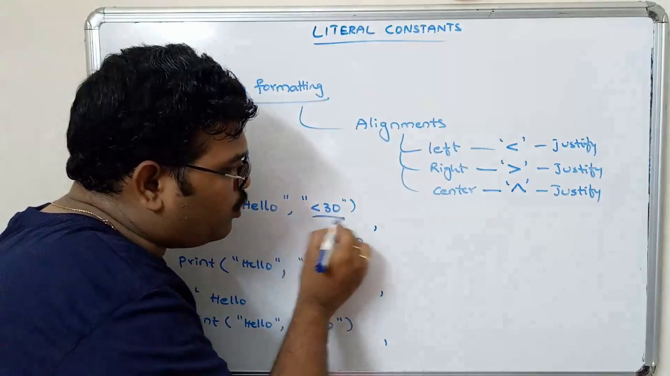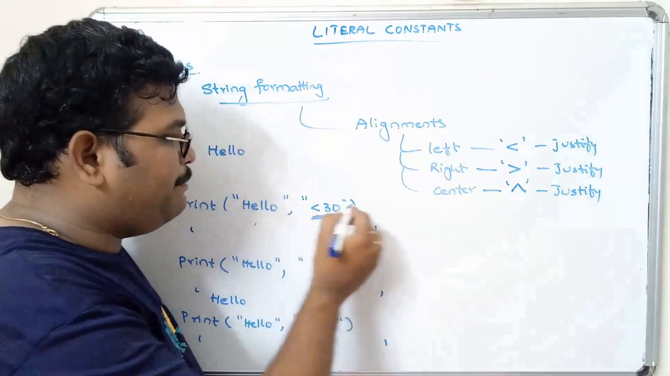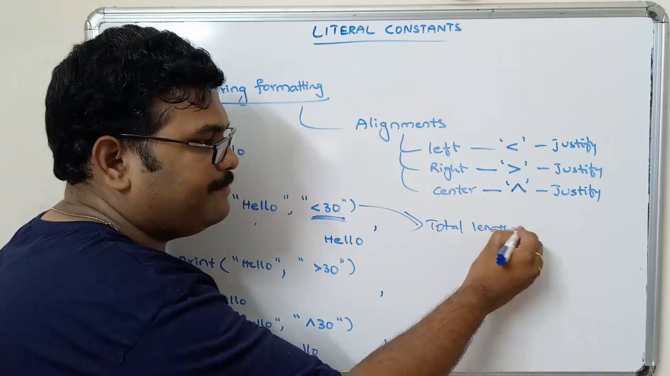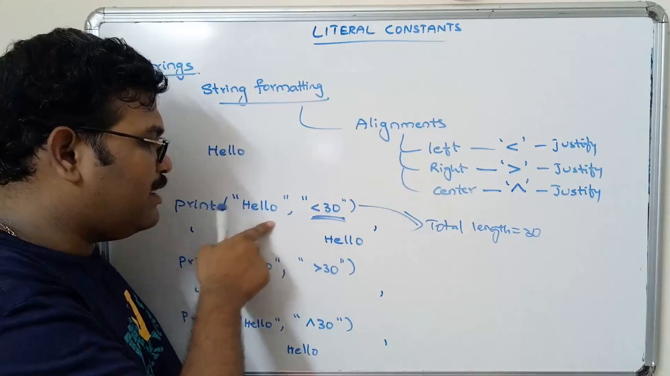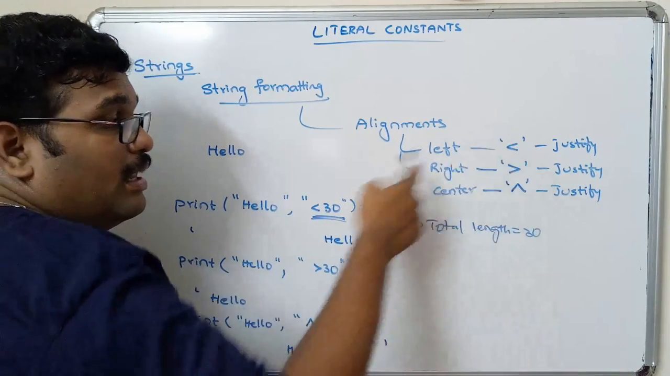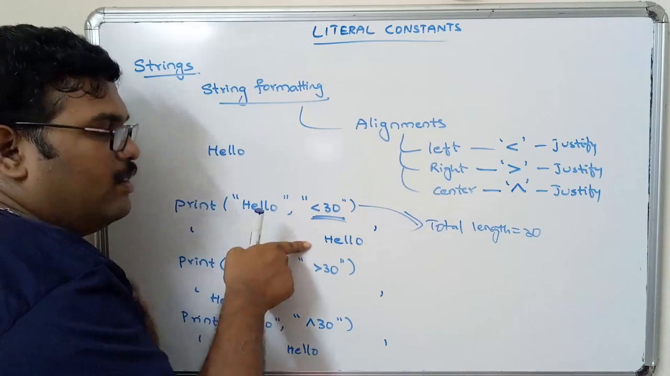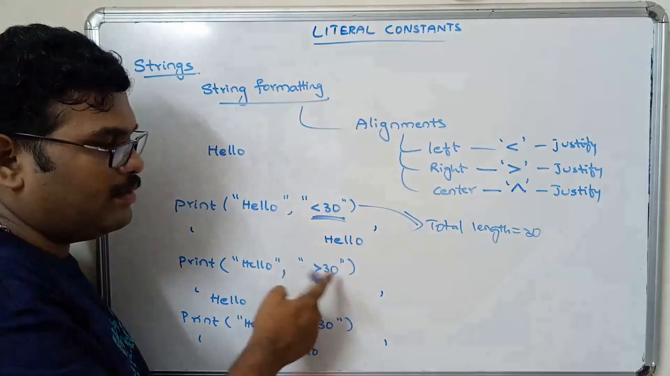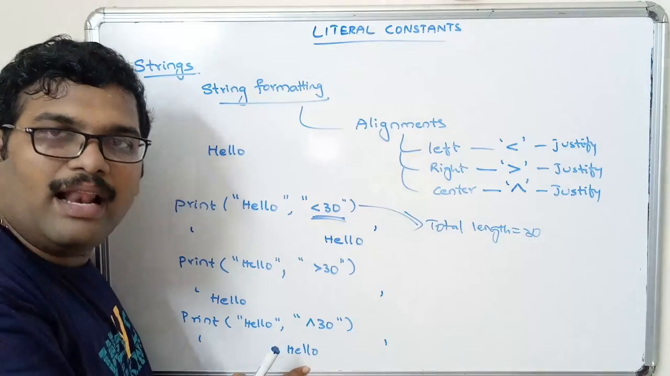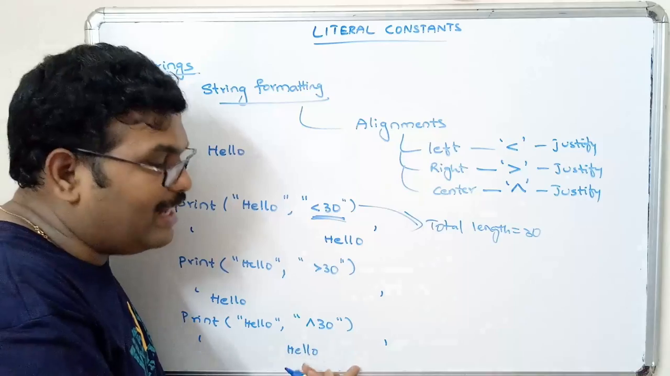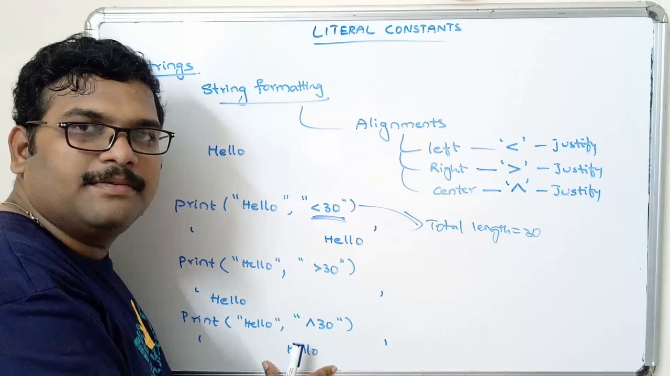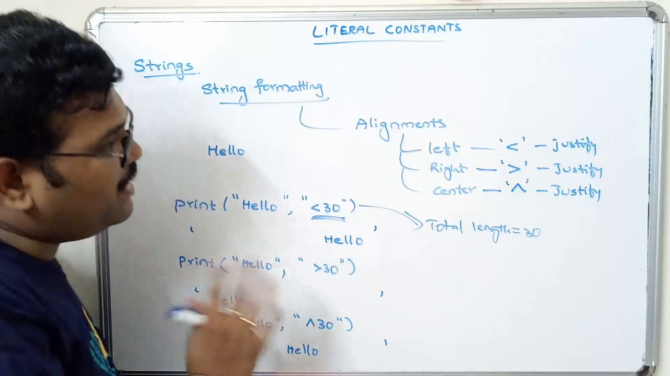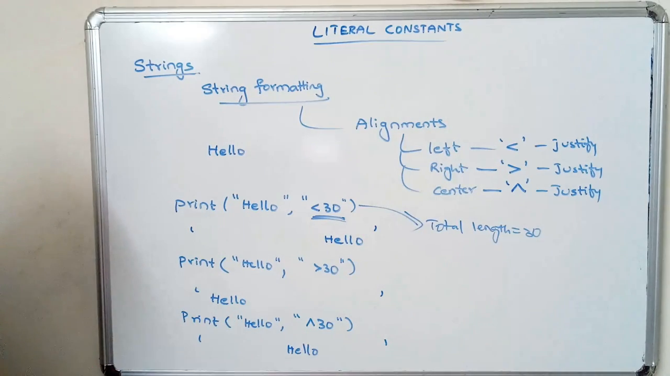That's why we are specifying the total length of the string. This statement implies the total length of the string is 30, and the justification is on the left side. That means the complete spaces will be on the left side after displaying the text. And here, right justification. This is the center alignment, so the rightmost spaces and the leftmost spaces are equal after displaying the text, so the text will be aligned in the center. Hope you understood this string formatting.